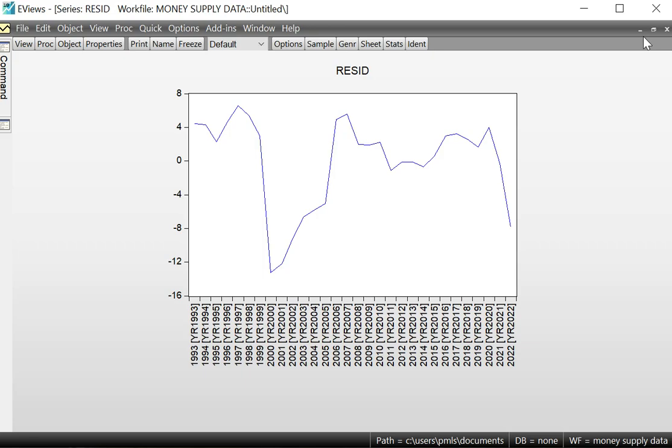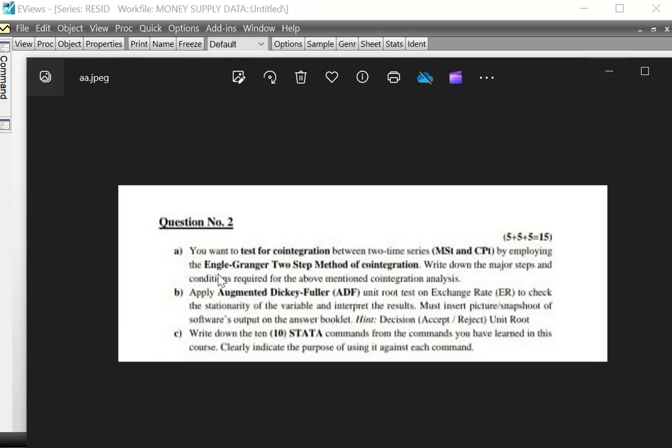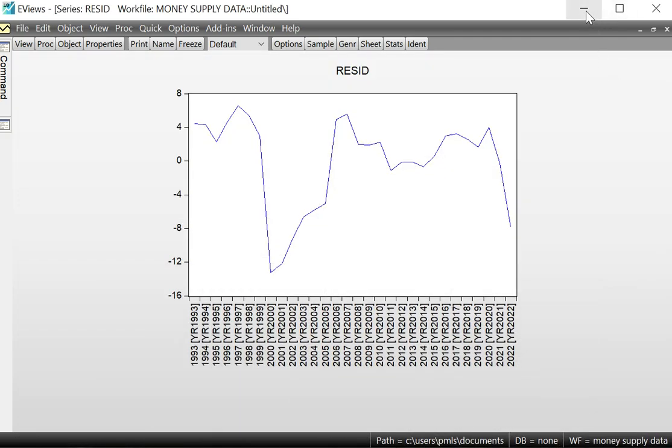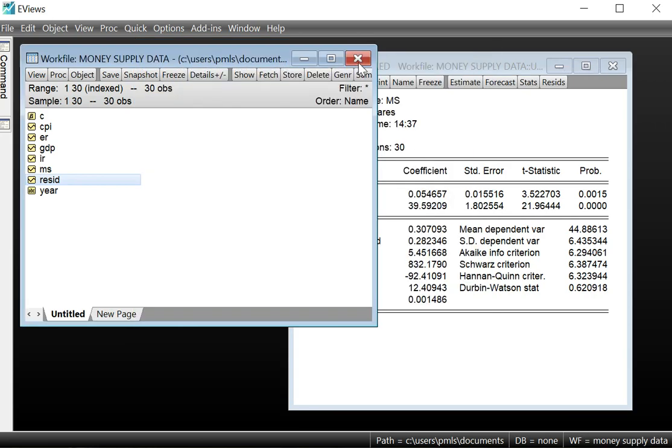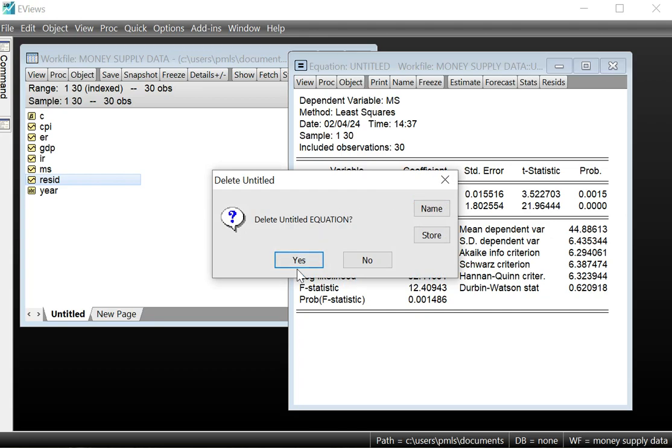Basically, there are two methods of cointegration: the Johansen-Juselius or JJ method and the Engle-Granger method. When there are only two variables, we use Engle-Granger, and when there are more than two variables, meaning one dependent and many independent variables, then we use the JJ method. In this case, according to the question, we require the Engle-Granger method. Engle-Granger two-step cointegration. All the necessary conditions are fulfilled, so we need to check the Engle-Granger method of cointegration.